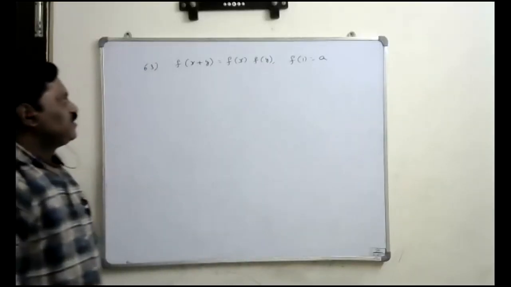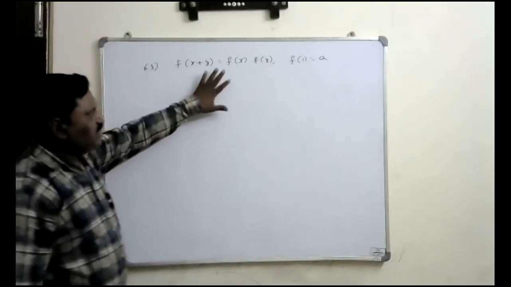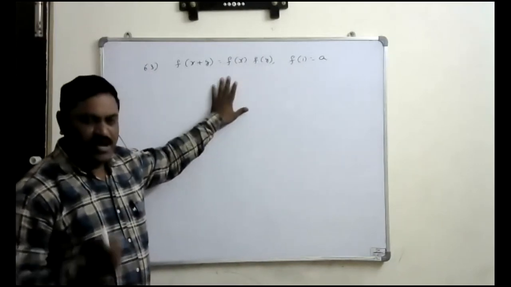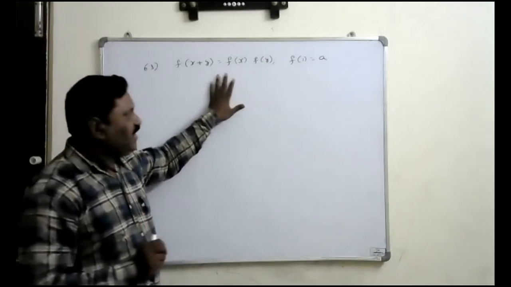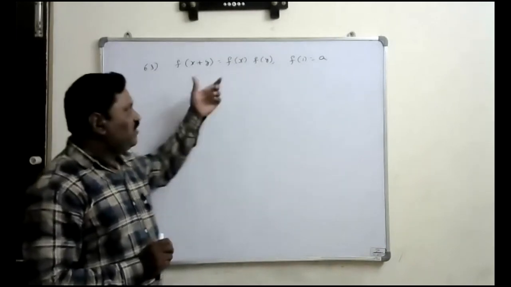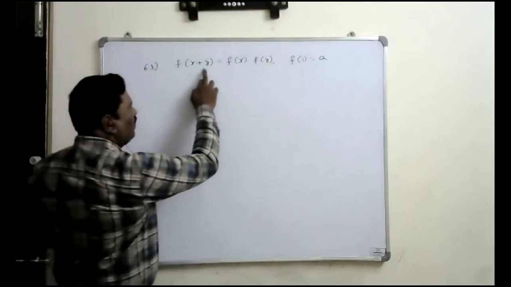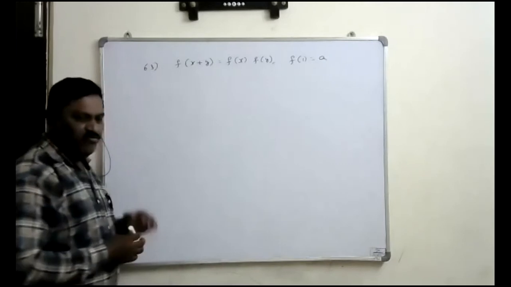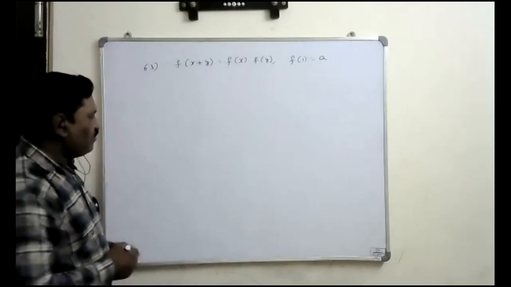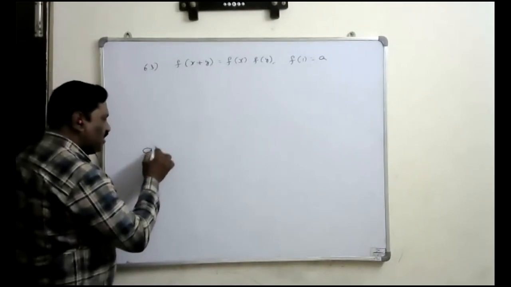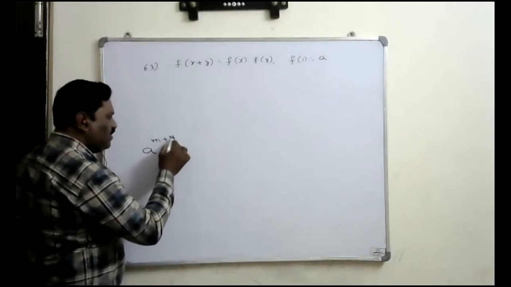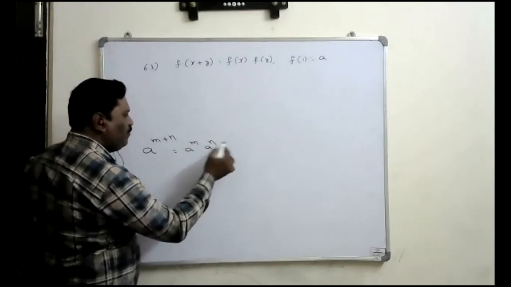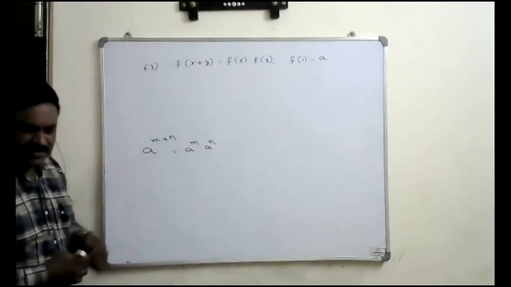Just observe here. If you observe this relation, because they have given the two conditions here, by observing the two conditions we have to assume the function which satisfies this condition. Here, the sum of the terms becomes the product. Sum of the terms becoming the product is possible from the exponents or power concept, because we have the property that a power m plus n can be written as a power m into a power n.